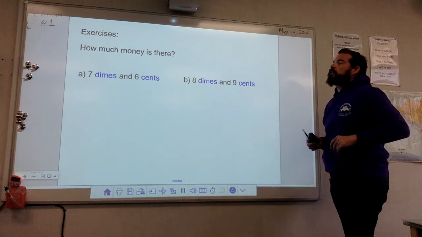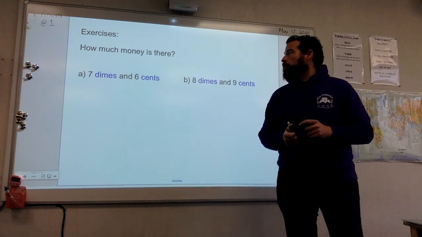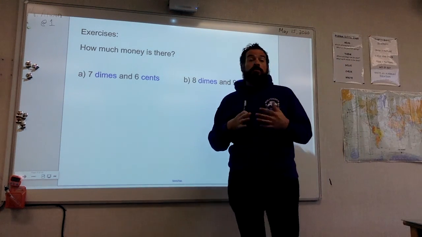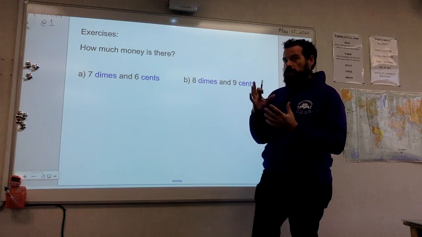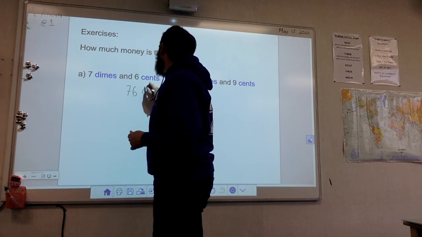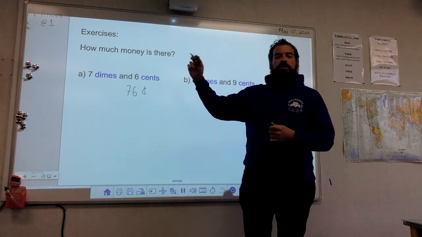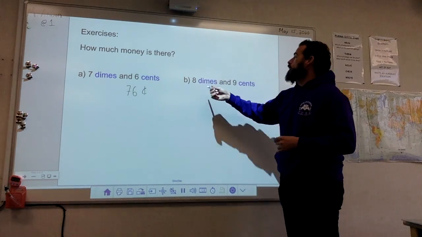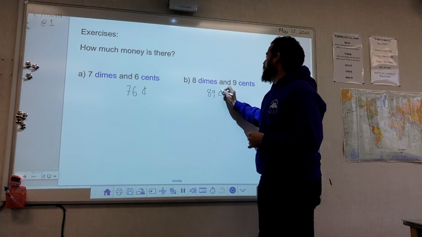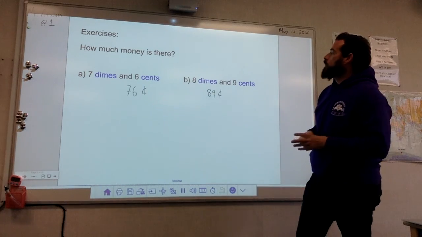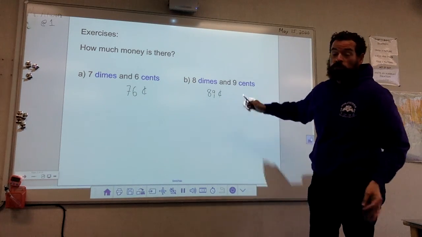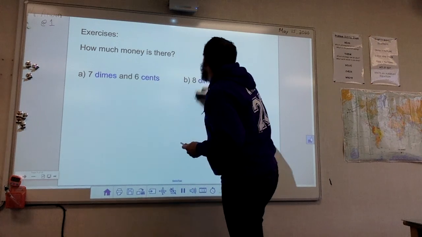All right, so let's take a look at these exercises. Just 2 examples here. So how much money is there? 7 dimes and 6 cents. Now remember, dimes are tenths of a dollar, so it's broken into tens. So 7 dimes and 6 cents would be 76 cents. And when we're doing the cent notation, we have a C with a line through it to indicate cents. And then for B, 8 dimes and 9 cents, we combine that for 89 cents. Just like that. Pretty simple if we're talking about just dimes and cents, because we're looking at the tens place and the ones place there.